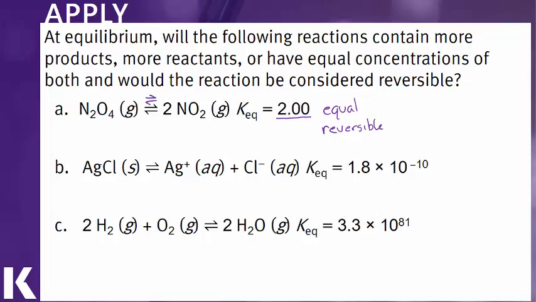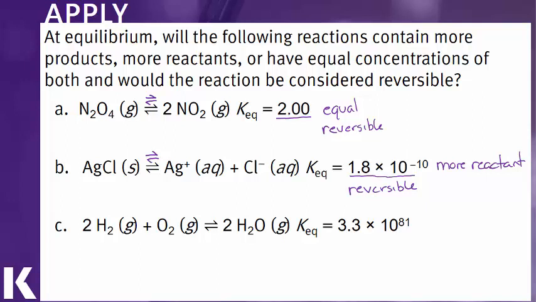Now in our next part B, we have a Keq of 1.8 times 10 to the negative 10. This is a pretty small Keq. It is less than 10 to the negative 4. So this means that we would have more reactants. And this would also be a reversible reaction. So we have these arrows going in both directions.